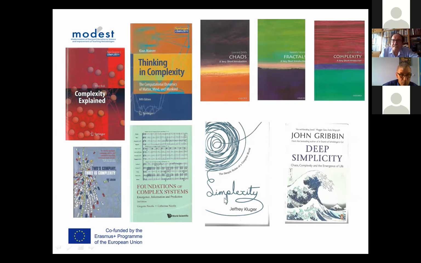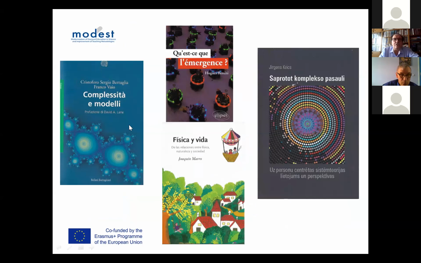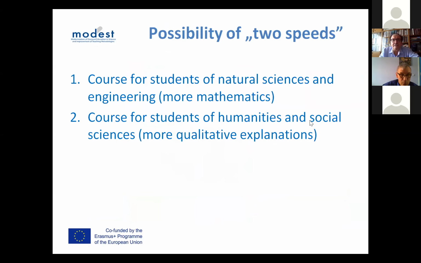What is characteristic here is titles like Deep Simplicity or Simplexity. That means one can present this combination of simple models, simple methods, and very complex behavior. Then you can convince people that even if they see something which looks very complex, inside there could be very simple mechanisms. It is especially important, for example, if we discuss fractals. There are also books in other languages, even in Latvian, a book to understand the complex world. And because the problem has to be explained also in some mathematical terms, there is a possibility of, let us say, two speeds of courses.